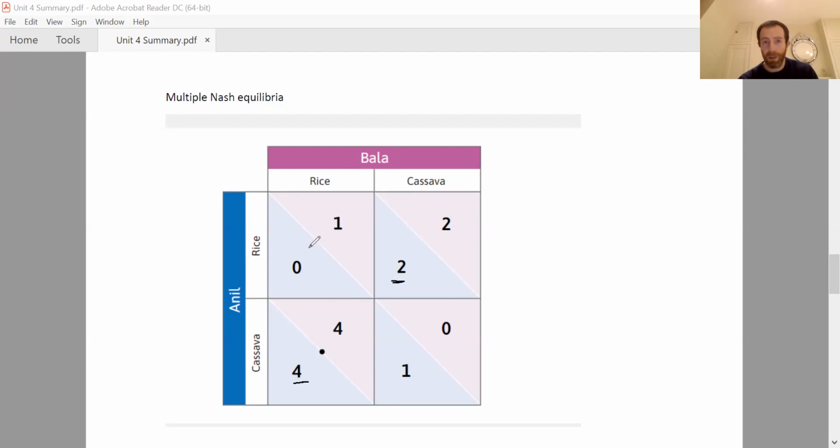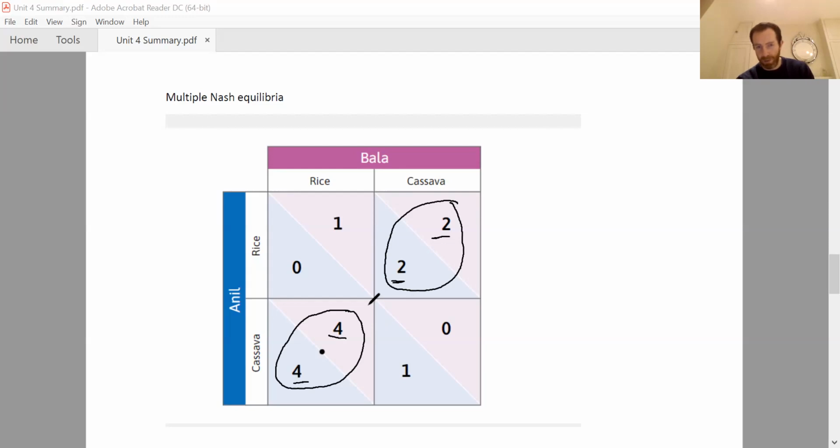Now let's flip things and think about things from Bala's perspective. If I think Anil is going to choose rice, I choose rice, I would get 1. I choose cassava, I'd get 2. That's better. So go with that. If I think Anil is going to choose cassava, if I choose rice, I get 4. If I choose cassava, I get 0. So I'm going to go with rice because that's bigger. And what we see here is there are 2 sets of strategies where the players are best responding to each other. We have 2 Nash equilibria.